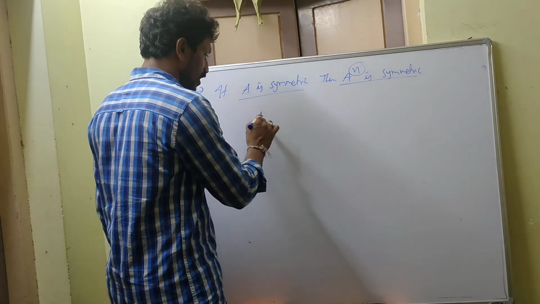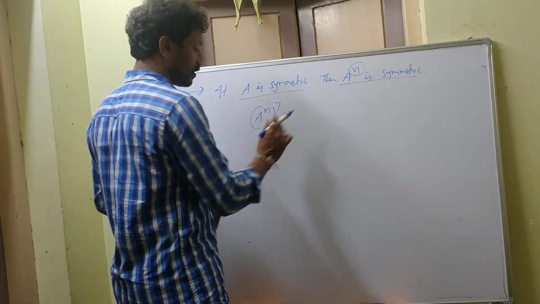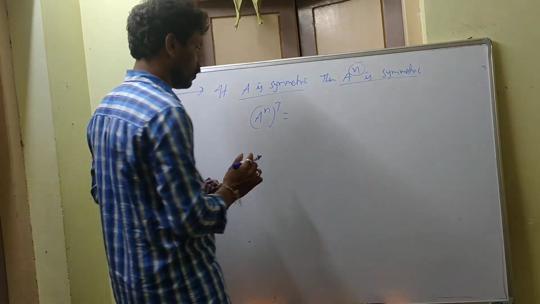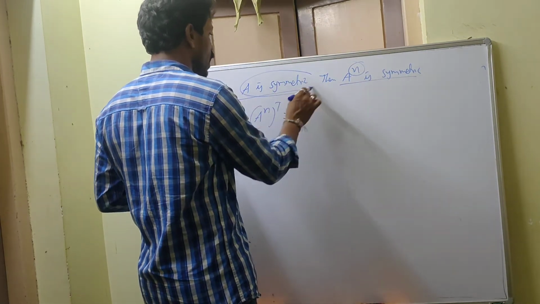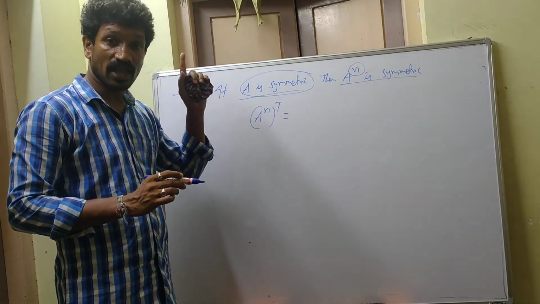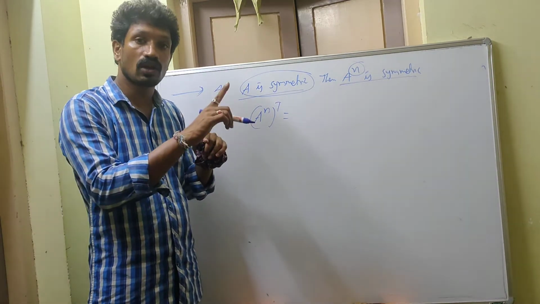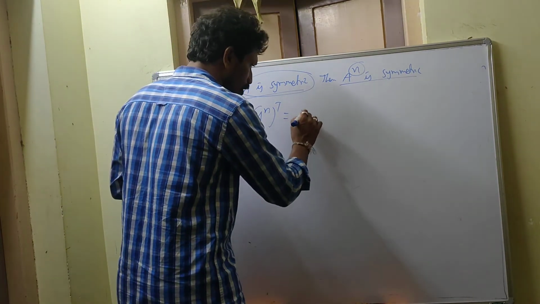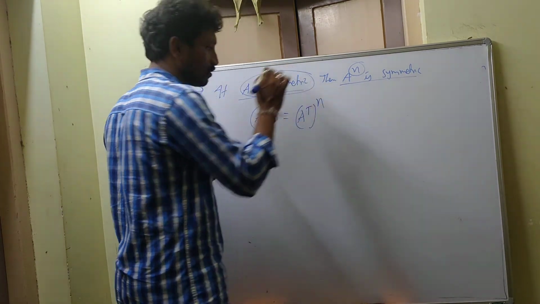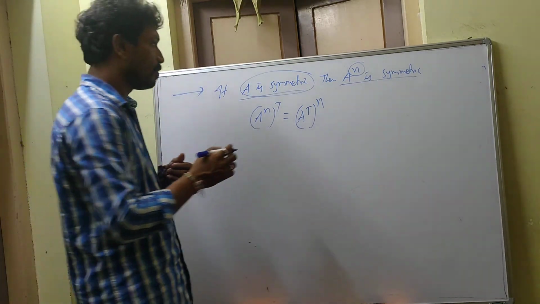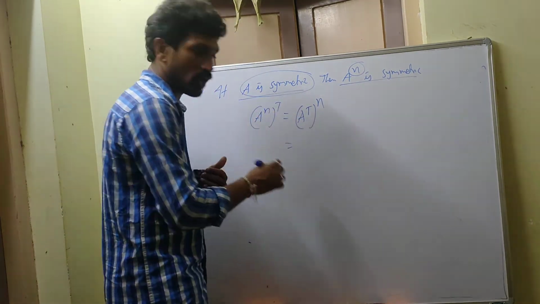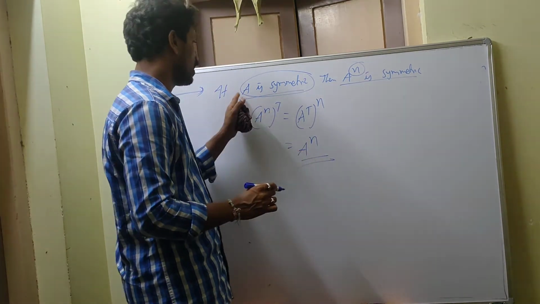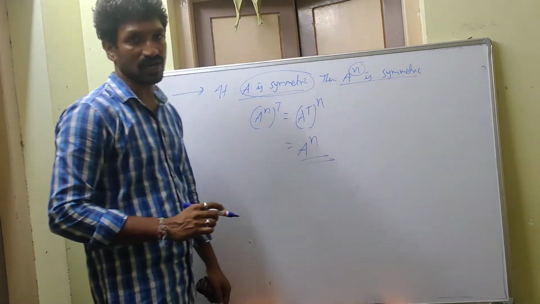That means A power n whole transpose you have to consider. To show it is symmetric, we take the transpose. A power n whole transpose is nothing but A transpose whole power n. I gave one formula already. According to that, this is A transpose whole power n. But A is symmetric, so A transpose you can write as A only. So this is nothing but A power n. So A power n whole transpose is equal to A power n. Then A power n is a symmetric matrix.